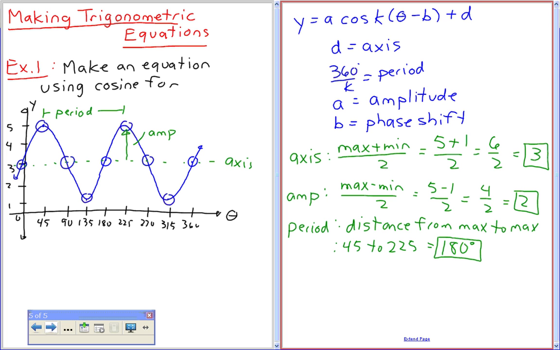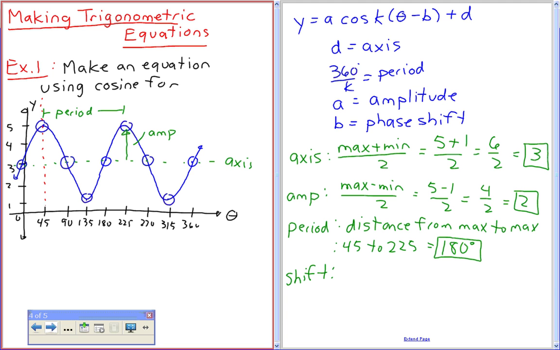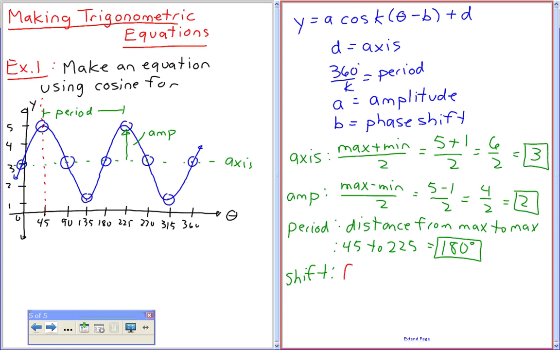All right. So for the shift, okay, this is another thing that's a little tricky, so I'm going to try and do it in red here. What the shift is going to be, it's going to be from 0 degrees to your first maximum. Because remember, cosine is going to start at the maximum. So it's going from 0 degrees to that. So in this case, what's my shift going to be?